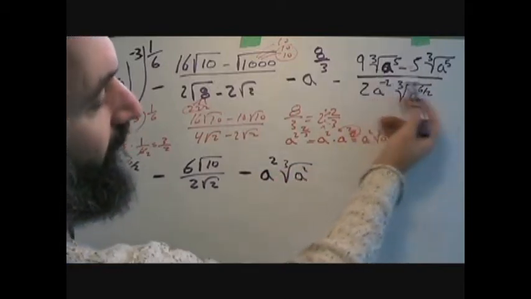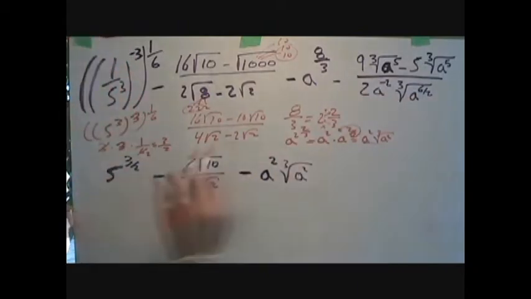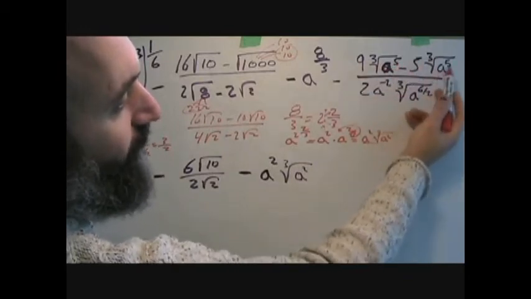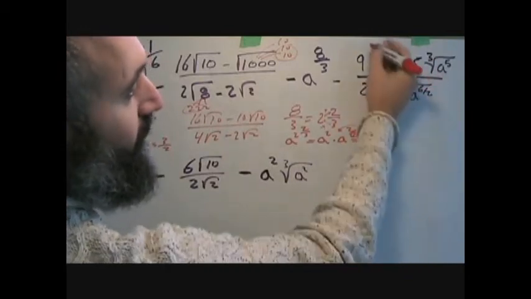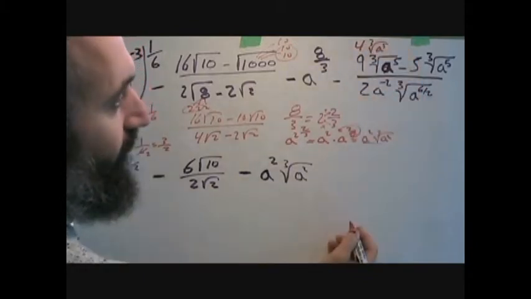Over here, these guys are like terms. These guys can just simplify straight up, right? So this would be 9 cube root of a to the power of 5 minus 5 cube root of a to the power of 5 just becomes 4. So this is just 4 cube root of a to the power of 5.